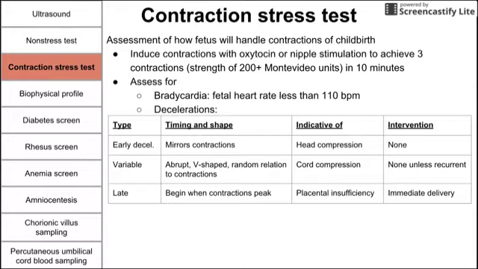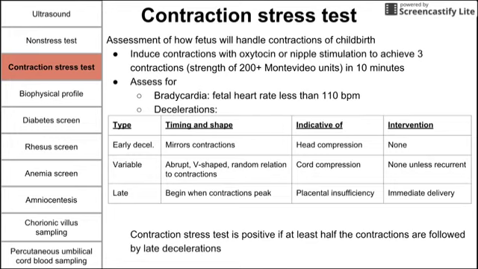Lastly is the late deceleration, and these are the scary decelerations. The late decelerations begin when the contractions peak. So you see that contraction on the bottom curve, and then you see baby's heart rate start to drop. These are indicative of placental insufficiency, and the intervention required here is immediate delivery. Late decelerations are very concerning and always require immediate delivery.